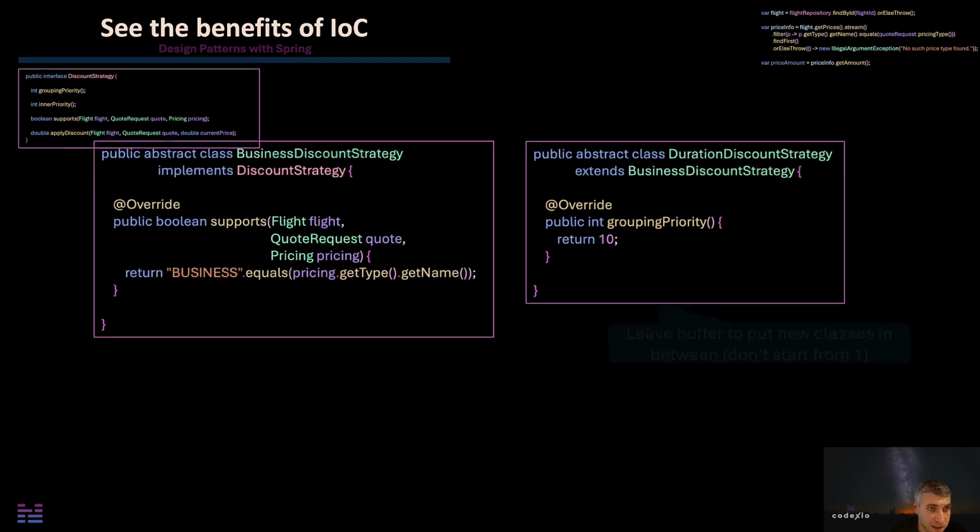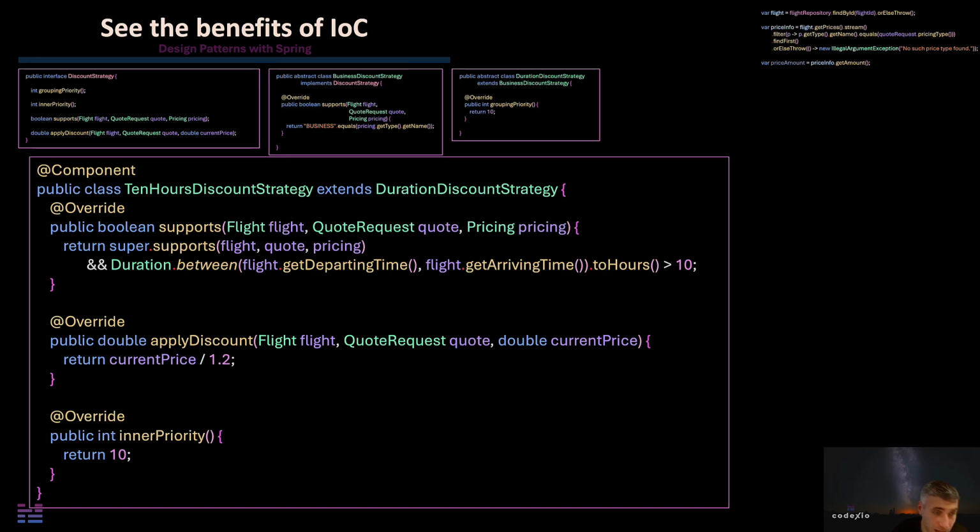But let's see one more concrete one, which is the 10 hours duration. 10 hours discount strategy, which is kind of a duration discount strategy, which is kind of a business class discount strategy. It says, okay, my supports method needs to execute my parent supports method, which is the business class, and then if this succeeds, if we are in a business pricing type, then we will go to the duration between the departing and the arrival time, which should be more than 10. And only if this succeeds, we will apply the discount, which is almost 20%.